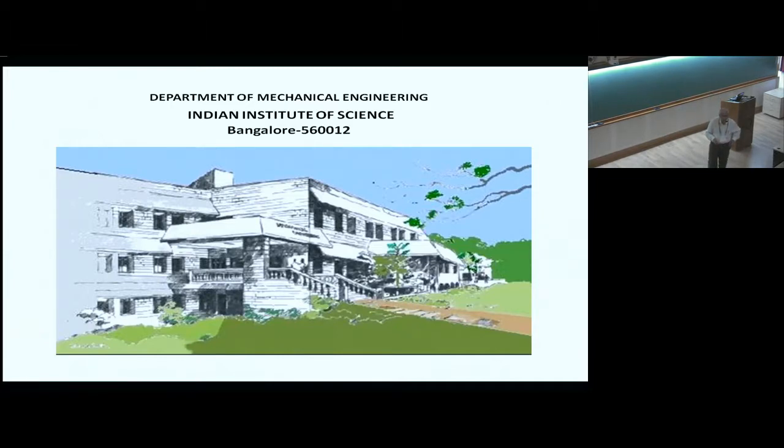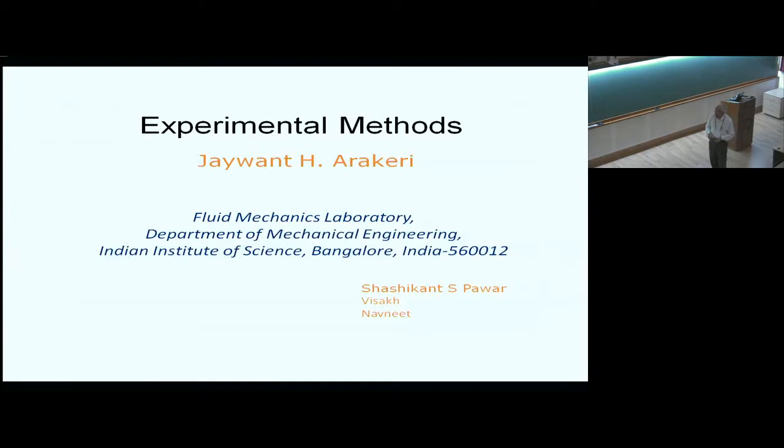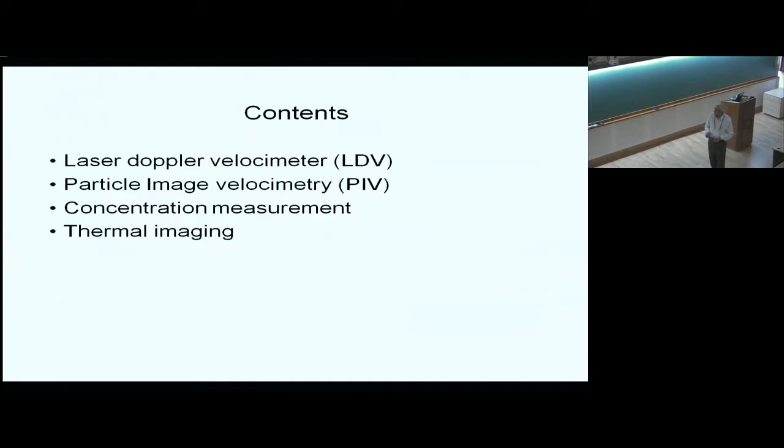So I will next describe some of the optical techniques which are currently in use. Basically, laser Doppler velocimetry, which is for measuring velocity at a point. Then particle image velocimetry, which is much more recent and much more widely used currently. It gives you a field measurement, mostly in a plane. Then measurement of concentrations, and a little bit about thermal imaging.